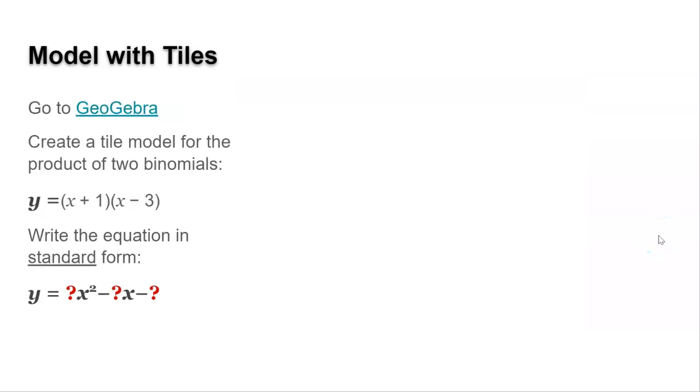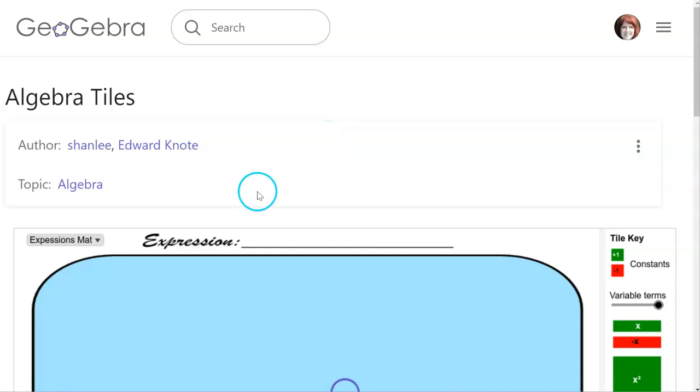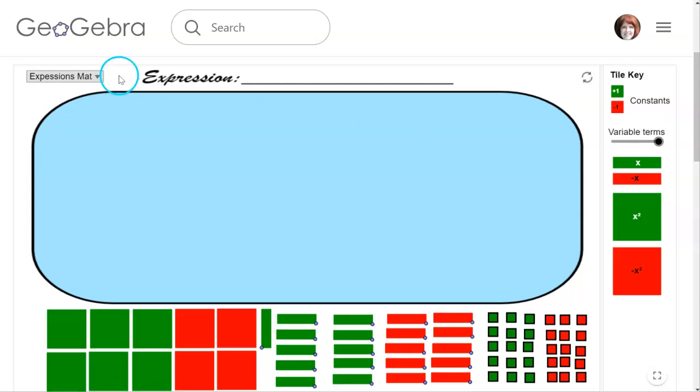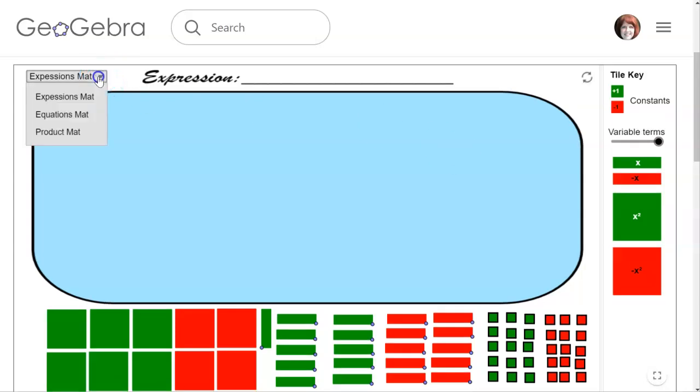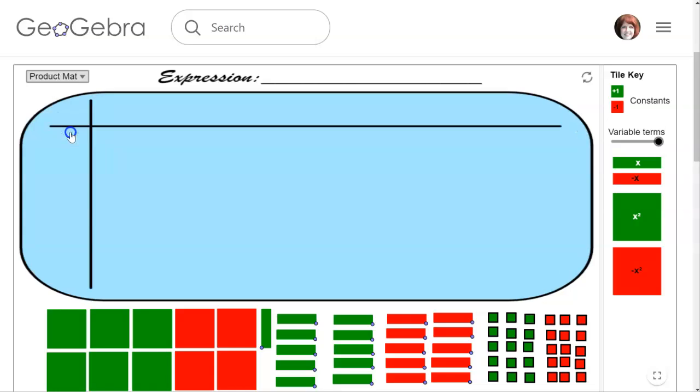Okay, here they have factors given, x plus 1 times x minus 3, and we're trying to produce an algebra tile model for this. So they will go to GeoGebra. Now the directions in the slide in their show notes tell them when you get here to be sure to use not the expressions mat. Let me scroll down here. But they're going to click on this little drop down and choose product mat so that they'll have these little lines here, and then they can drag these tiles here and here to put those in.